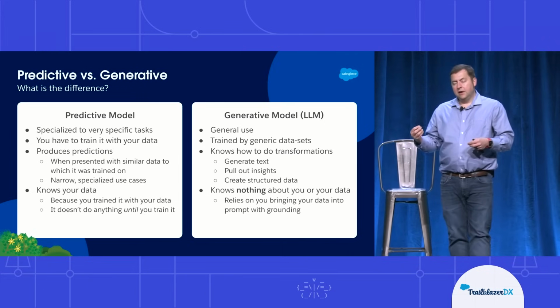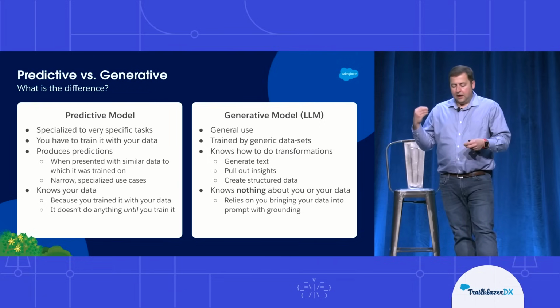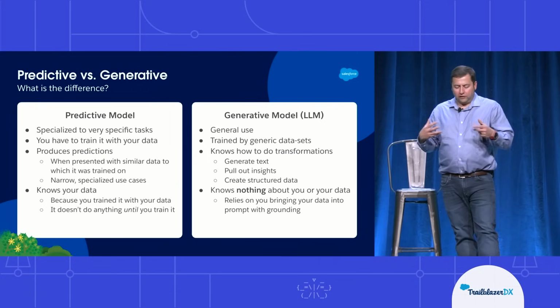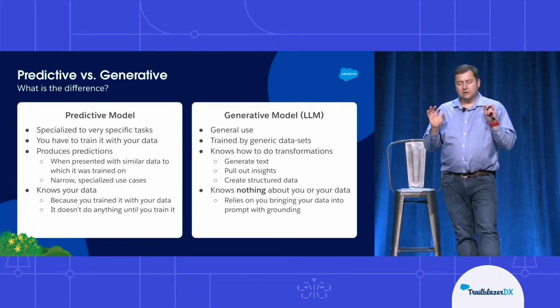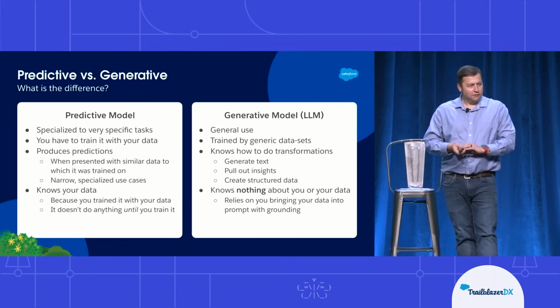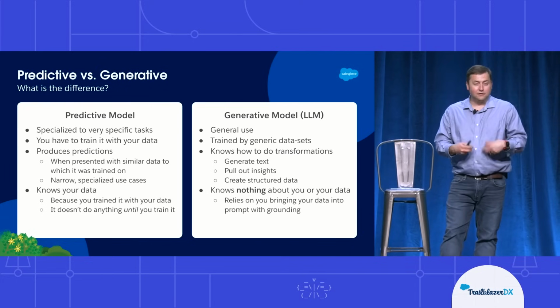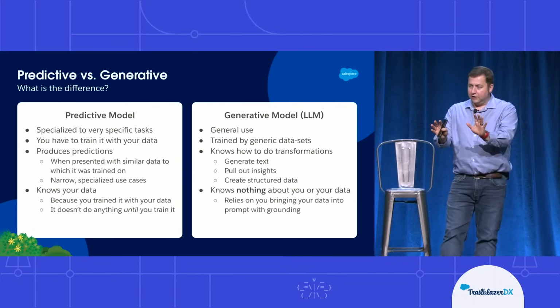An LLM is for general use. It's trained with generic data sets, and it knows how to do transformations. And we're going to talk a little bit more specific about that. There's a very important difference between these two. And I use an analogy, and if you're offended, I'm sorry. I don't mean to use an offensive analogy if you're a fresh college grad, so forgive me.